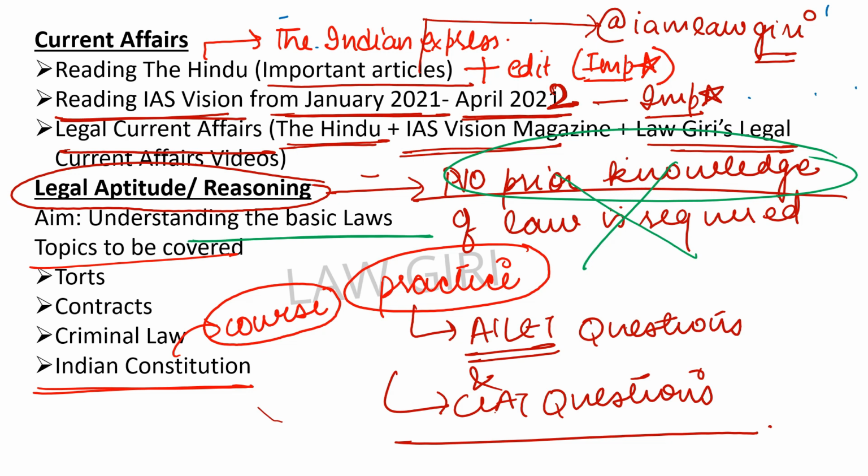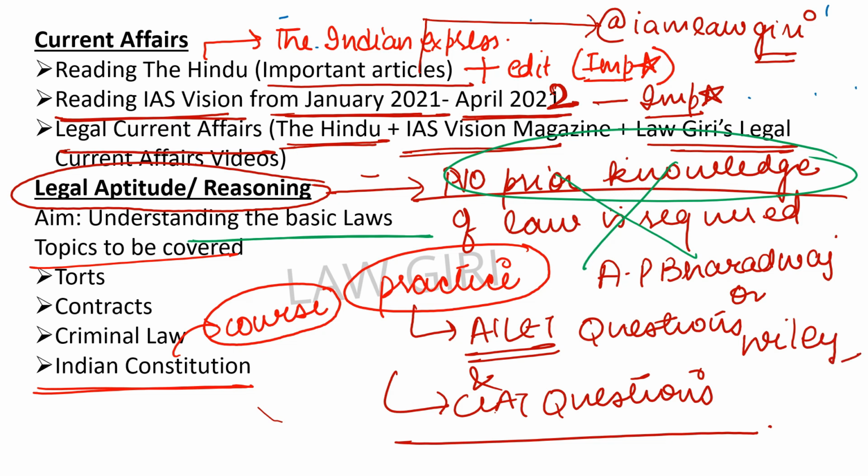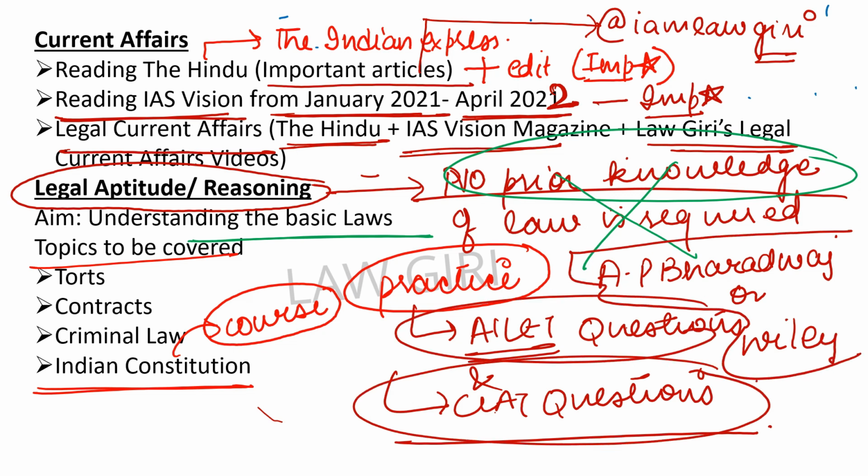Now, from where you have to cover your legal aptitude, you can go for AP Bharadwaj, you can go for Wiley. Any one book is important. Universal or Singhal's is not going to work here, right? You have to buy one book from AP Bharadwaj or Wiley, and solve previous year question papers, like legal reasoning questions. You can also solve reading comprehension from CLAT and ALET question papers. It's going to really help you. A good level they're going to give you, right?